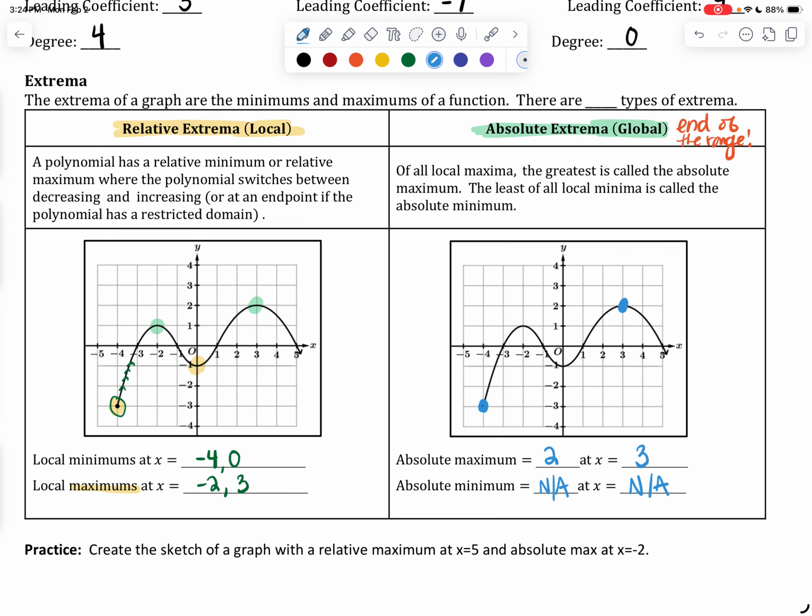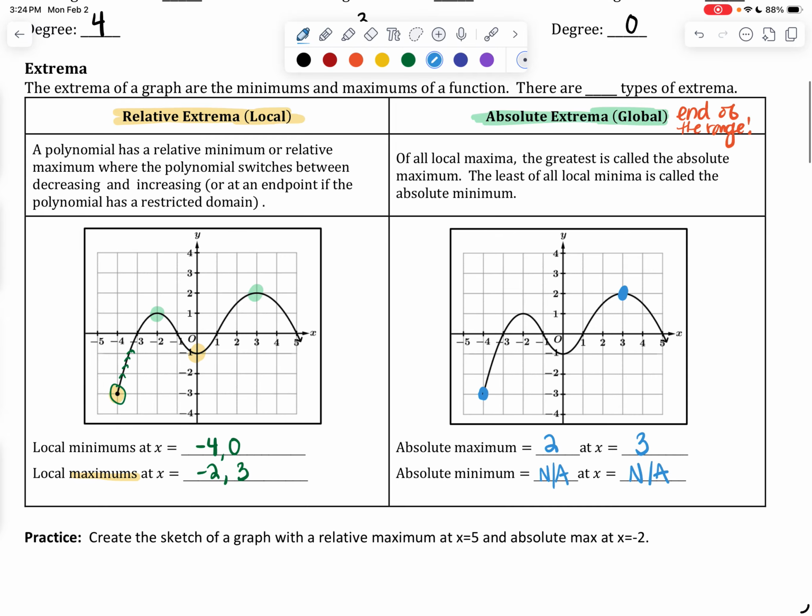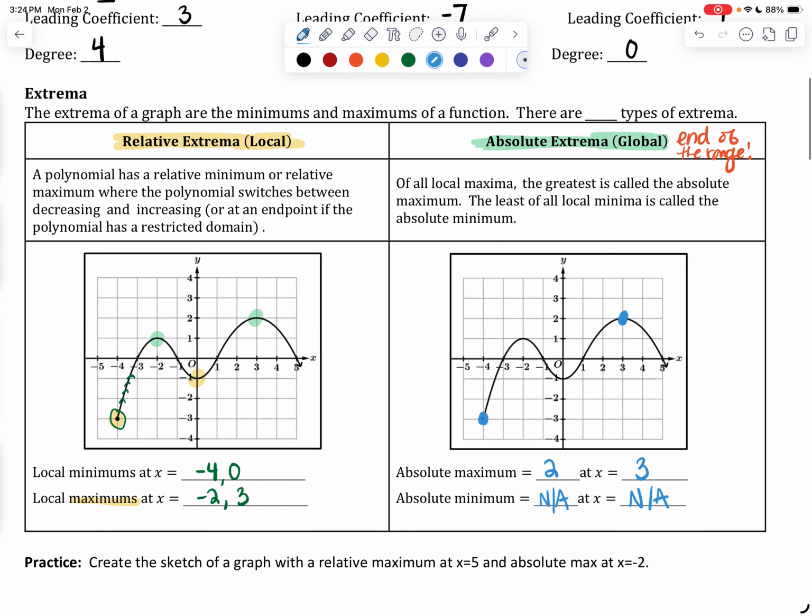There is an absolute maximum, there is an absolute highest point. The range of this function is from negative infinity up to y equals 2, but it does not have an absolute minimum, because the range goes all the way down to negative infinity. We can always find a lower value. So that covers our 2 types of extrema, and that's what goes in the blank up there.